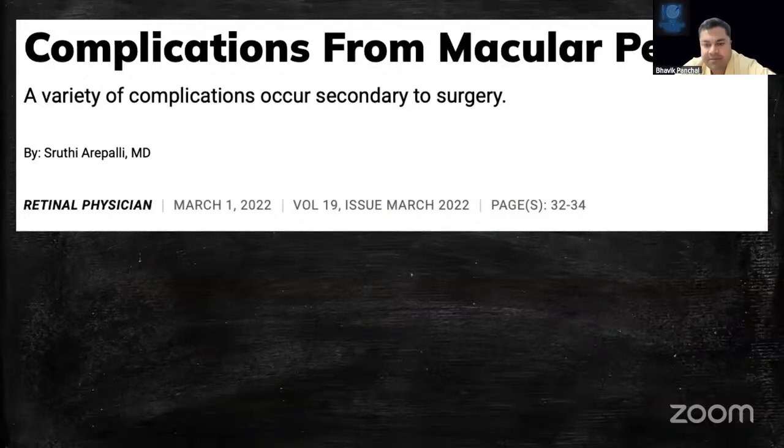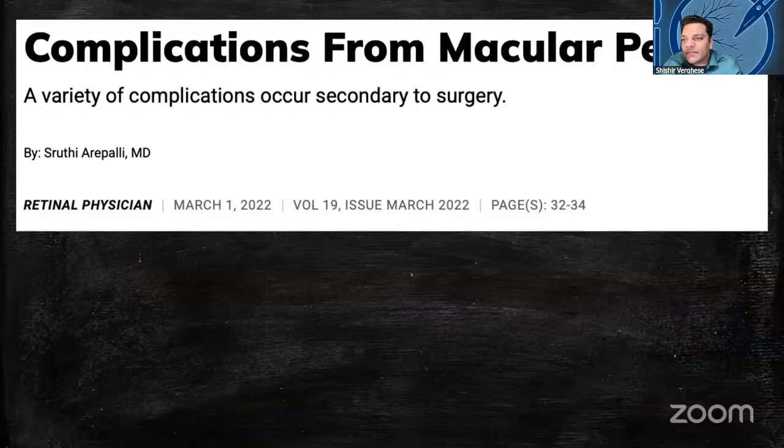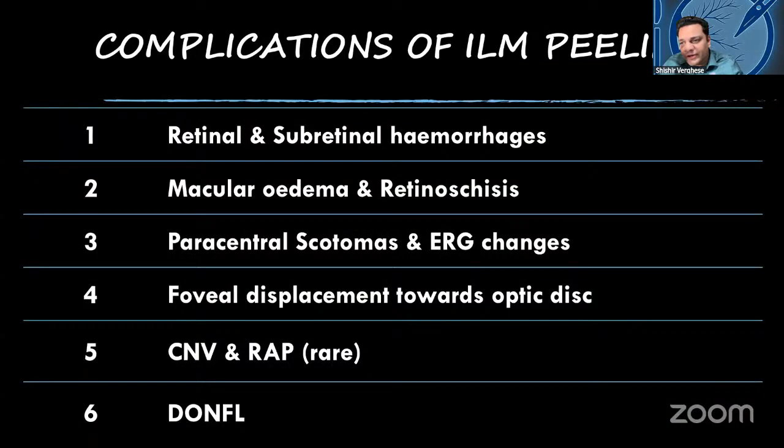Since you mentioned what can arise from complications of an ILM peel, I was just reading a little bit of literature. One I already mentioned: retinal and subretinal hemorrhages have been described when you peel the ILM. Sometimes you can have macular edema post-operatively after a macular hole surgery. Scotomas, already mentioned: you can have paracentral scotomas which appear as ERG changes too.